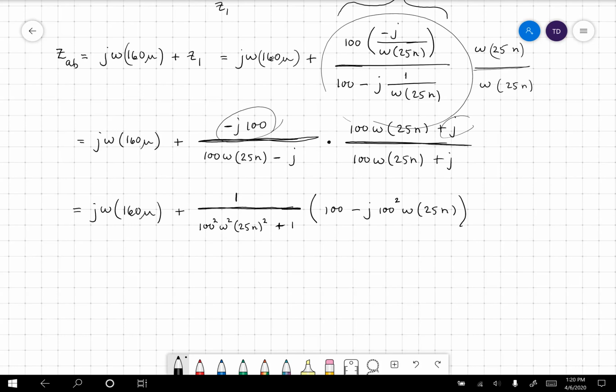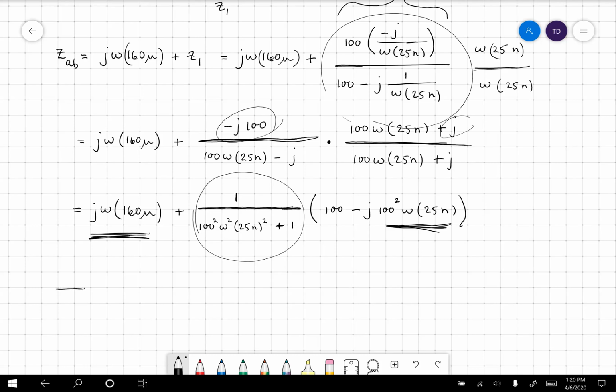Okay, we want this to be purely real. That means the imaginary part must be equal to 0. Well, here's the imaginary part. The imaginary part is this term, and then don't forget this is a multiplier times this term. So that needs to be 0.